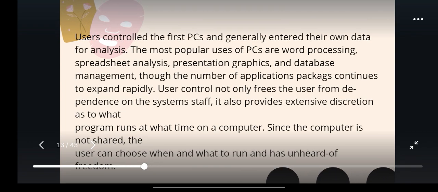So, the users control the first PC and maintain their own data for analysis. The most popular uses of PCs are word processing, spreadsheet analysis, presentation graphics, and database management. The number of application packages continues to expand rapidly. User control not only frees the user from dependence on the system staff, it also provides extensive discretion as to what program runs at what time on a computer. Since the computer is not shared, the user can choose when and what to run, has unheard of freedom.